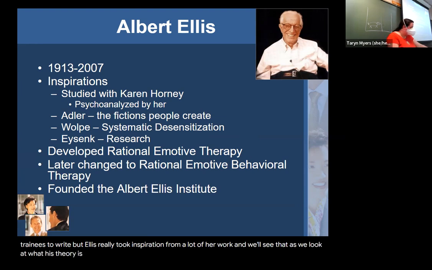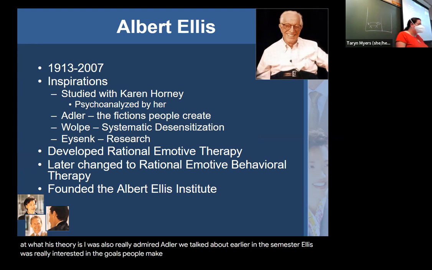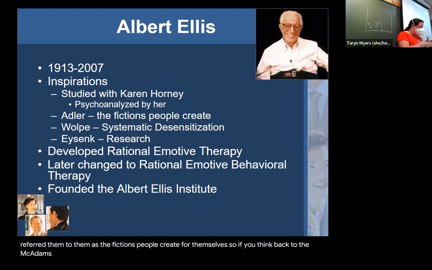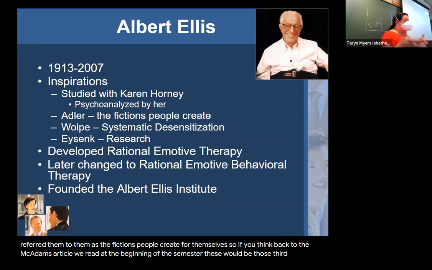Ellis also really admired Adler, whom we talked about earlier in the semester. Ellis was really interested in the goals people make, and Adler talked a lot about these goals, referring to them as the fictions people create for themselves. If you think back to the McAdams article we read at the beginning of the semester, these would be those third level traits.